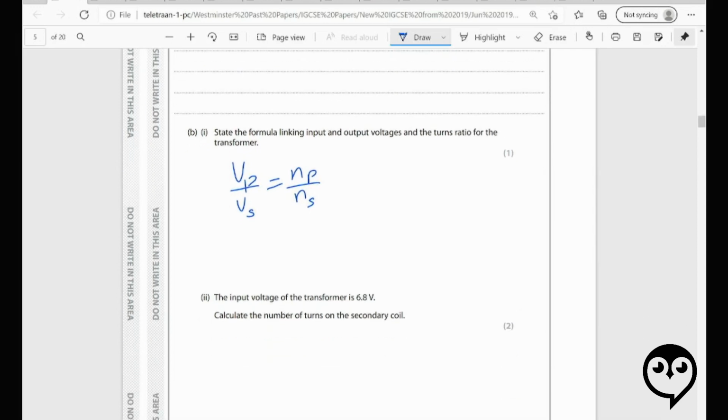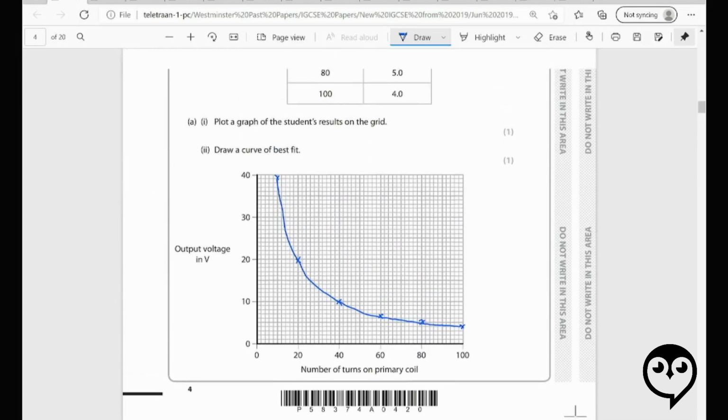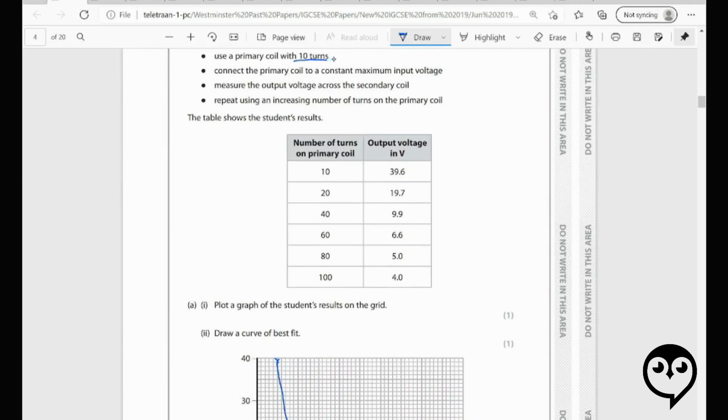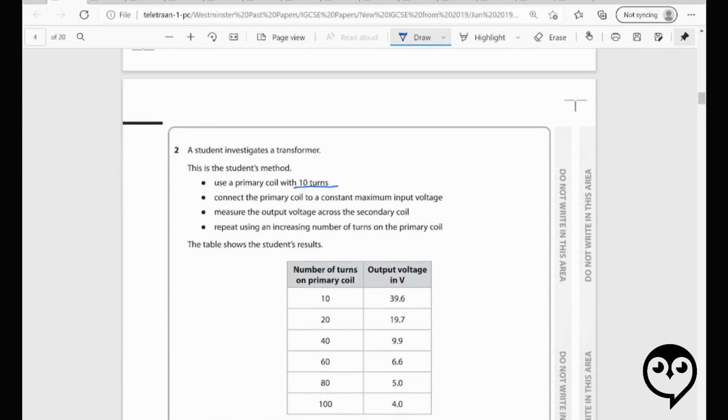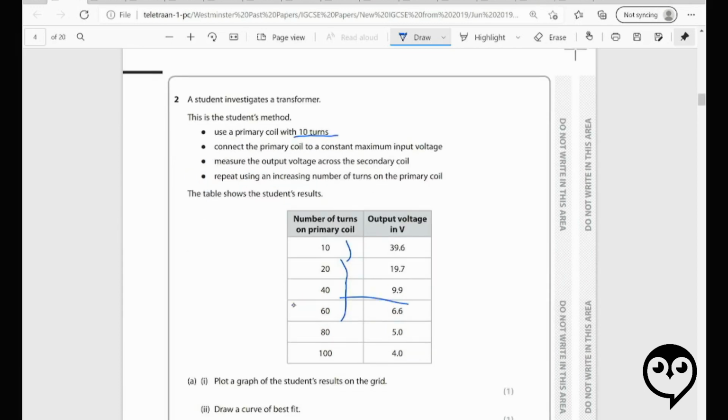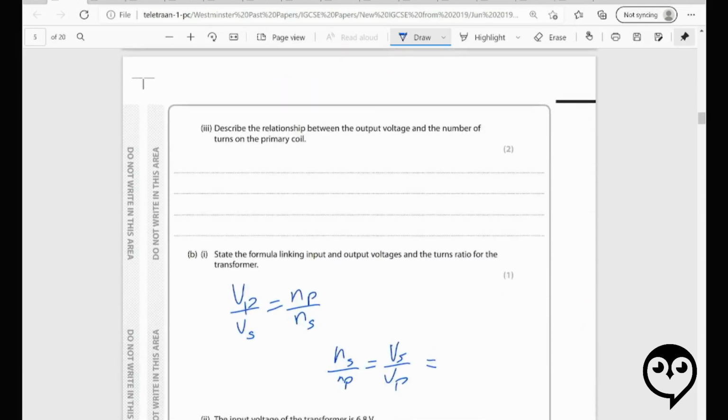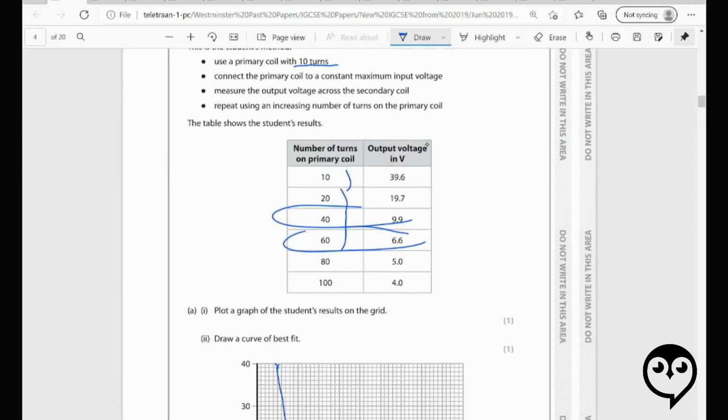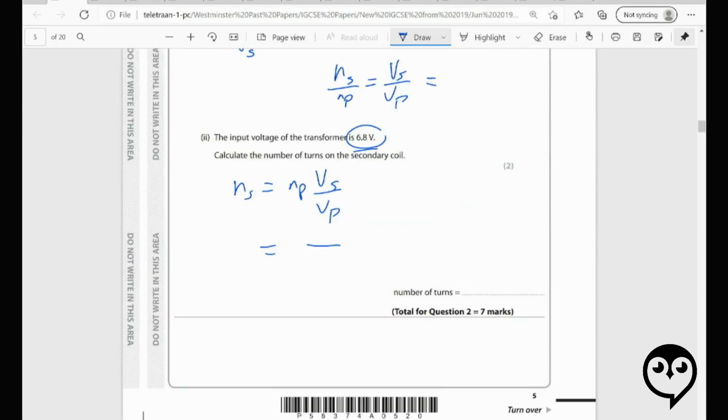Okay, and then the input voltage is 6.8. Calculate the number of turns in the secondary coil. All right, so I'm going to rearrange. Maybe what I do is I just flip the whole thing, if that makes it easier for you. So I'll get my primary turns, and then okay. Now it says at the beginning that the number of turns is 10, but that's just incrementing each of these by 10. I think you just choose any old value off of the graph and plug it in, and you should be fine in calculating. Remember, this graph was output voltage and primary turns. They give you this 6.8 here. So just plug in some values from the graph, and you should get your answer.